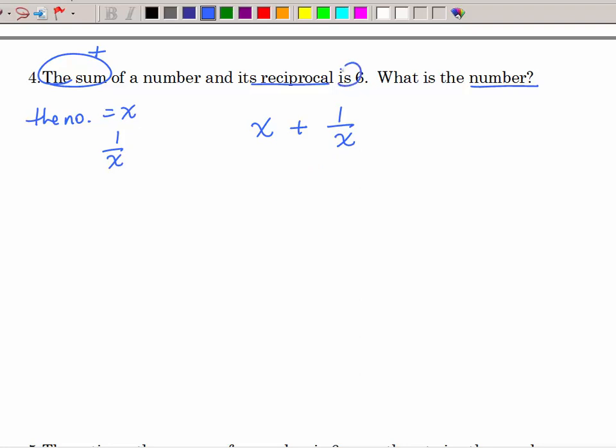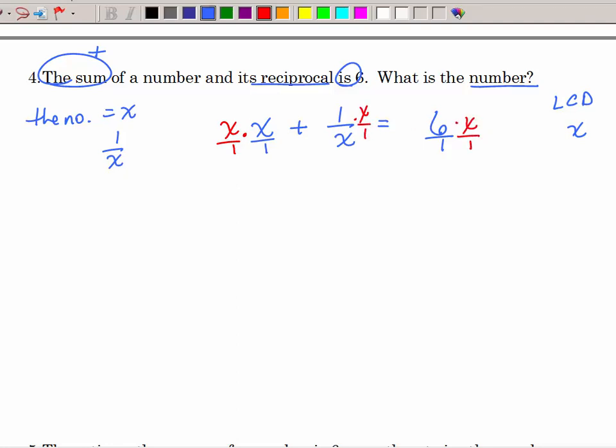Then I get to the is part, which is equal to 6. Well, that's an interesting looking equation. That's called a rational equation, which we've studied in previous lessons. So let's get rid of the fractions by multiplying by the LCD. Remember, the LCD in this case is going to be x. So I need to multiply every term by x. And I'm doing that to get rid of the fractions.